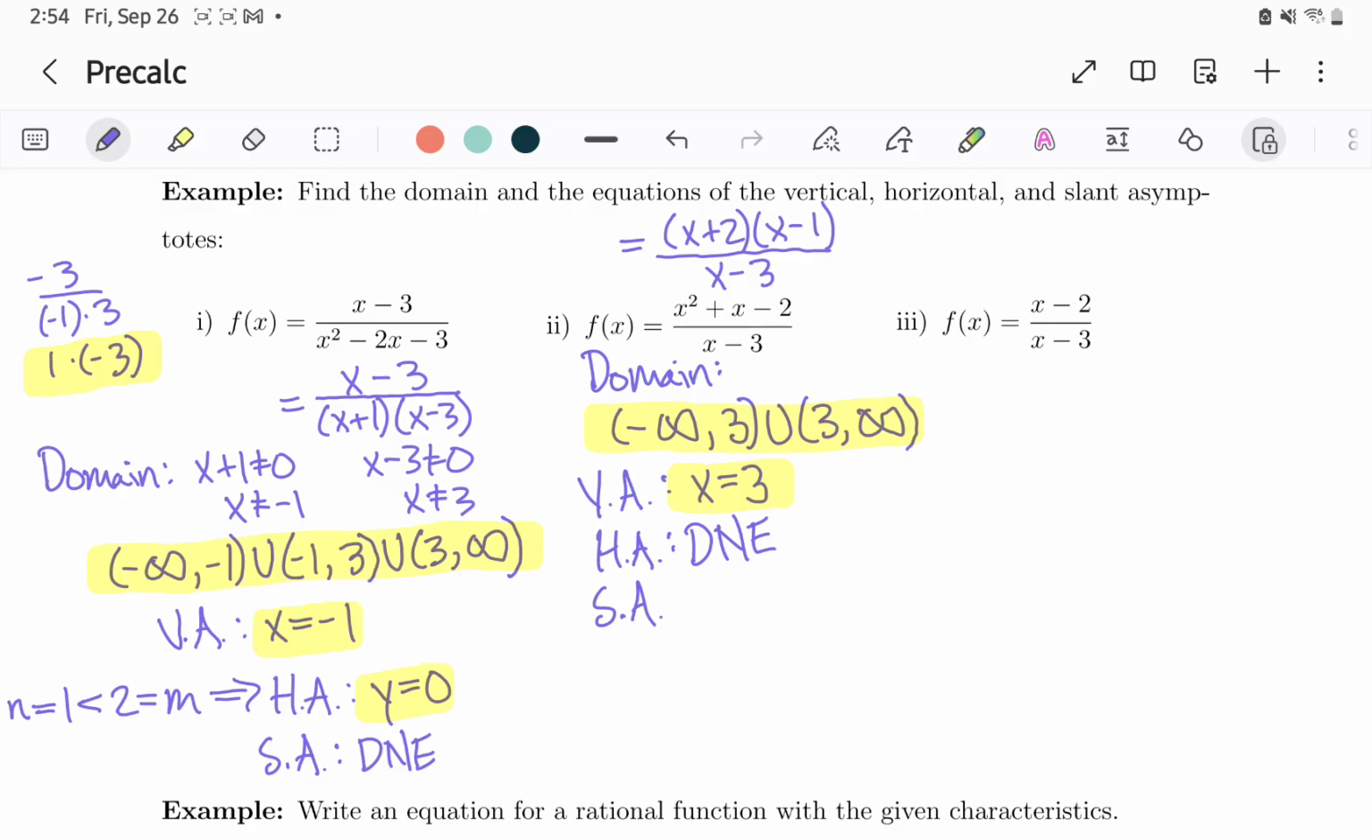So let's go ahead and figure out what this slant asymptote is supposed to be using synthetic division. So we are going to synthetically divide x squared plus x minus 2 by x minus 3. So we will write a 3 and then make our little synthetic division table, kind of small for space. And then for our coefficients, we'll have 1, 1, minus 2 for the dividend.